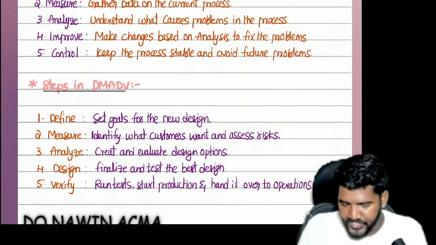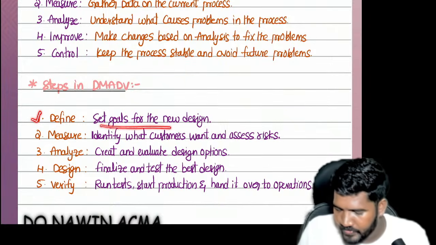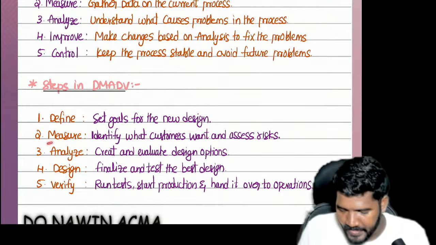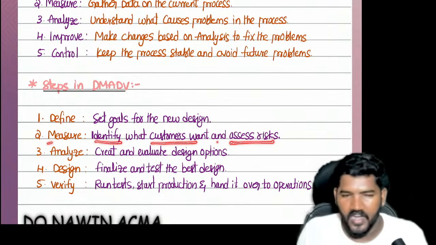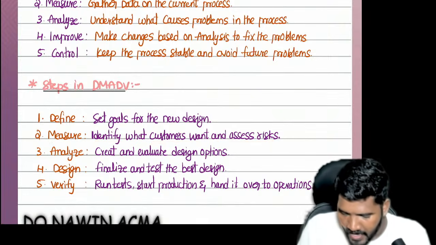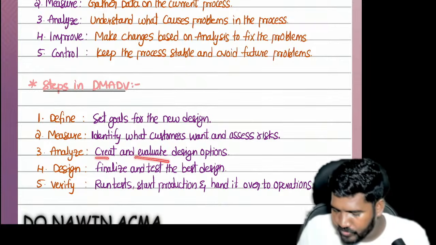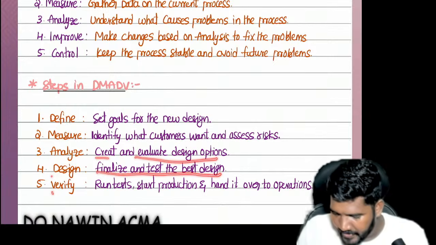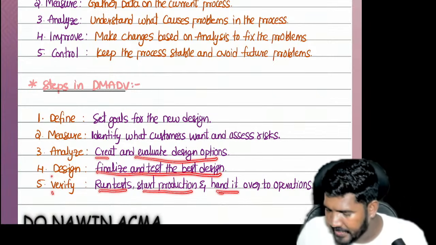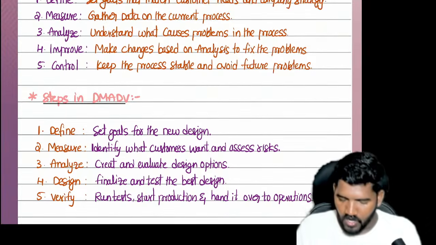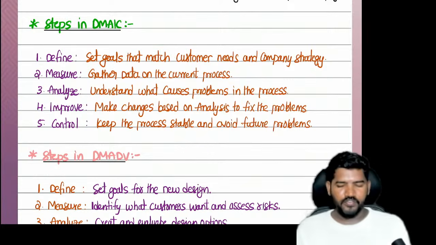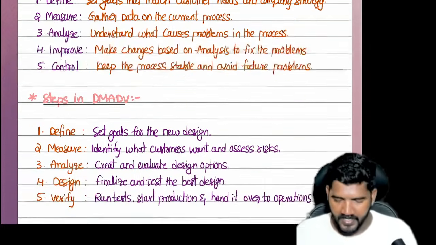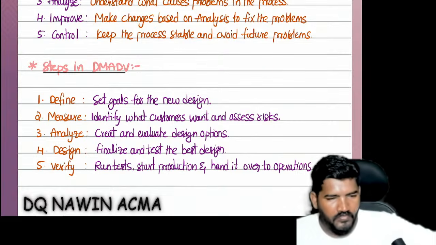Next, steps in DMADV, which is for new organizations. D means define: set a goal for the new designs. Measure means identify what customers want and assess the risk on that customer need. Next, analyze: create and evaluate the design options. Design: finalize and test the best designs. Verify: run tests, start production and hand it over to operations. So all these points talk from a new company point of view, while DMAIC talks from an existing company point of view. So these are the methods of DMAIC and DMADV. Guys, clear?